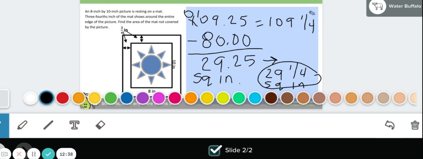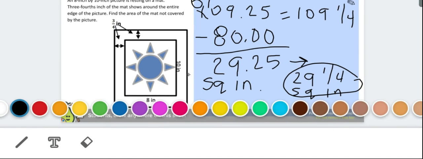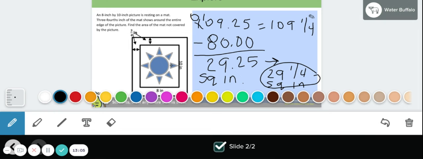So what we did today was we looked at this figure and we had to find the area. And the area that we had to find involved fractions. So first we had to find the area of the smaller rectangle, and then we had to find the area of the larger rectangle. And once we did that, we subtracted the two amounts, which gave us this answer, which is equal to the amount of the mat that is not covered by the picture.